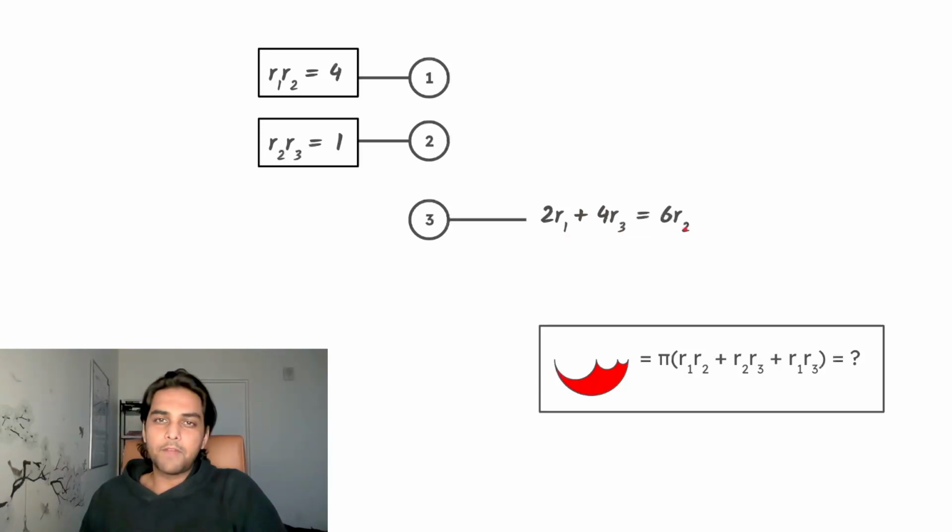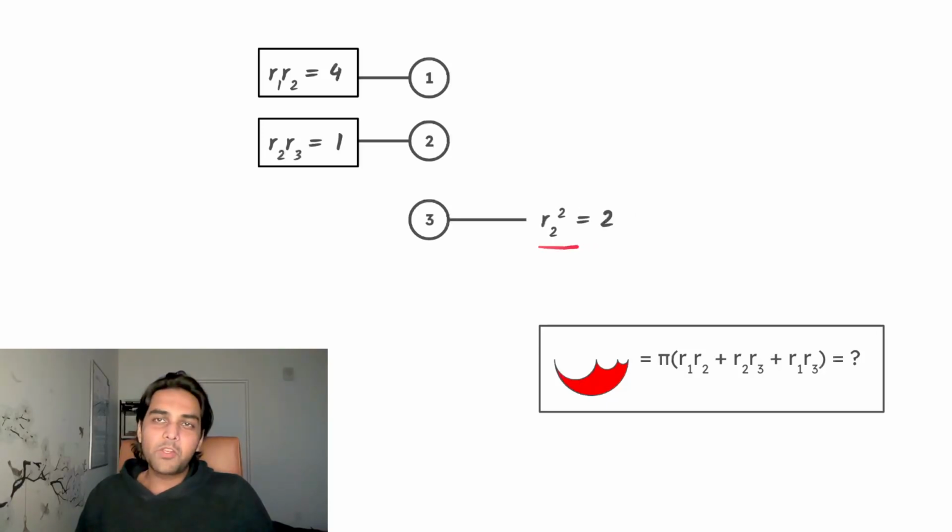How can we further simplify this? Well, notice that we already know the value of r1 times r2 and r2 times r3. So if we multiply this equation on both sides by r2, we will get 2 times r1 r2 plus 4 times r2 r3 equals 6 times r2 squared. Now we can directly plug in the values of r1 r2 and r2 r3 to get 2 times 4 plus 4 times 1 equals 6 r2 squared, which means 8 plus 4 equals 6 times r2 squared, which means 6 r2 squared equals 12. And that means r2 squared equals 2.